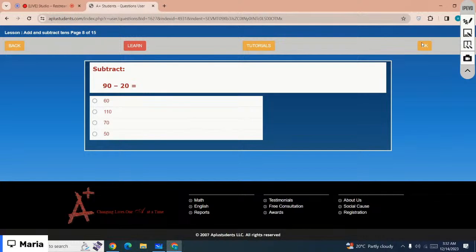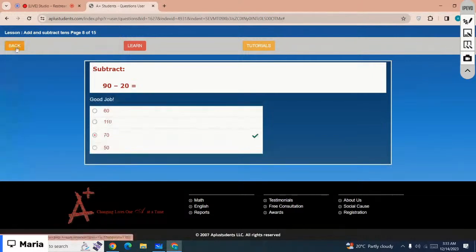90 minus 20, which is the correct option? 90 minus 20 equals, yes, 70. The correct option is 70. Okay, you can complete the lesson by yourself later today. Let me just move on to the next lesson.